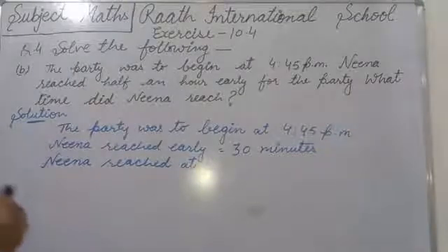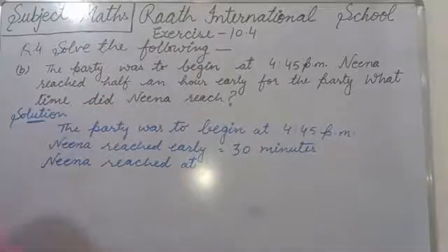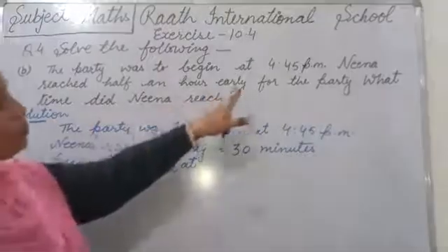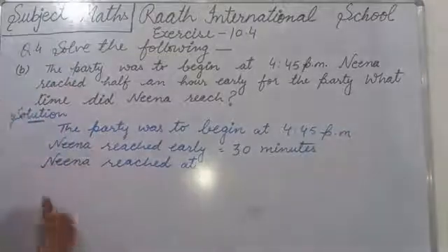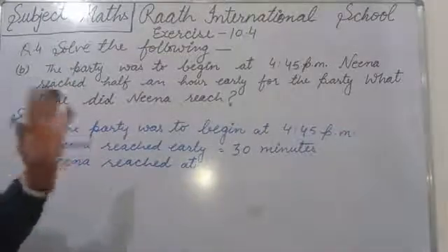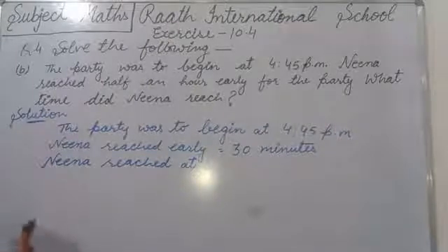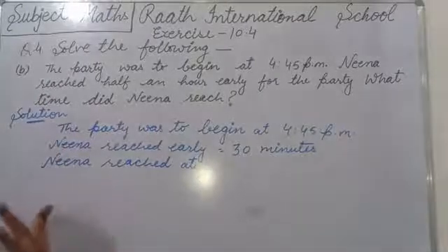Okay, she reached earlier. So what time did Nina reach? At what time did Nina reach? She reached 30 minutes earlier. Now the party starting time was 4:45 PM and Nina reached early. Early means before, she reached before. For before, what will we do? Minus. For that we will do minus.